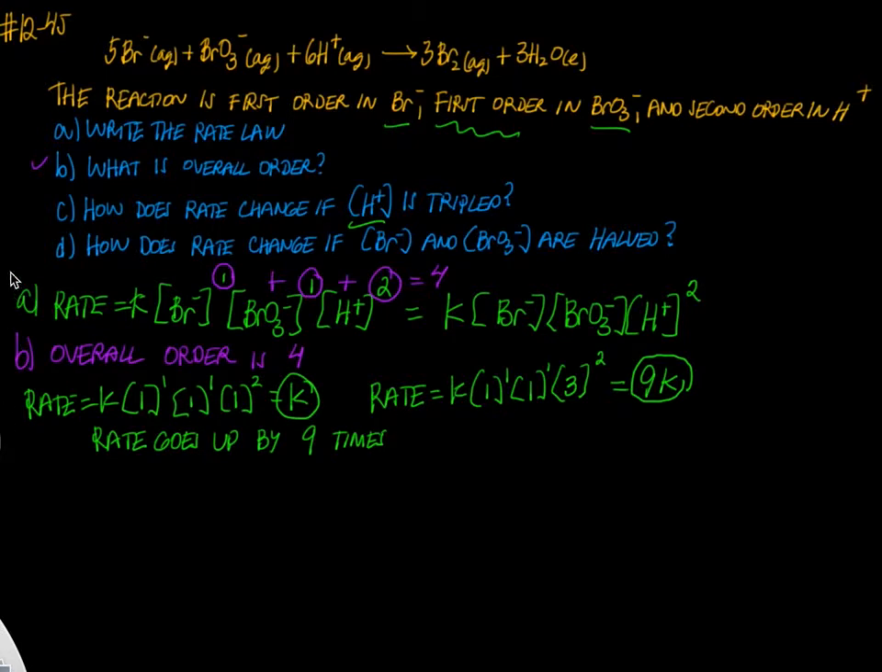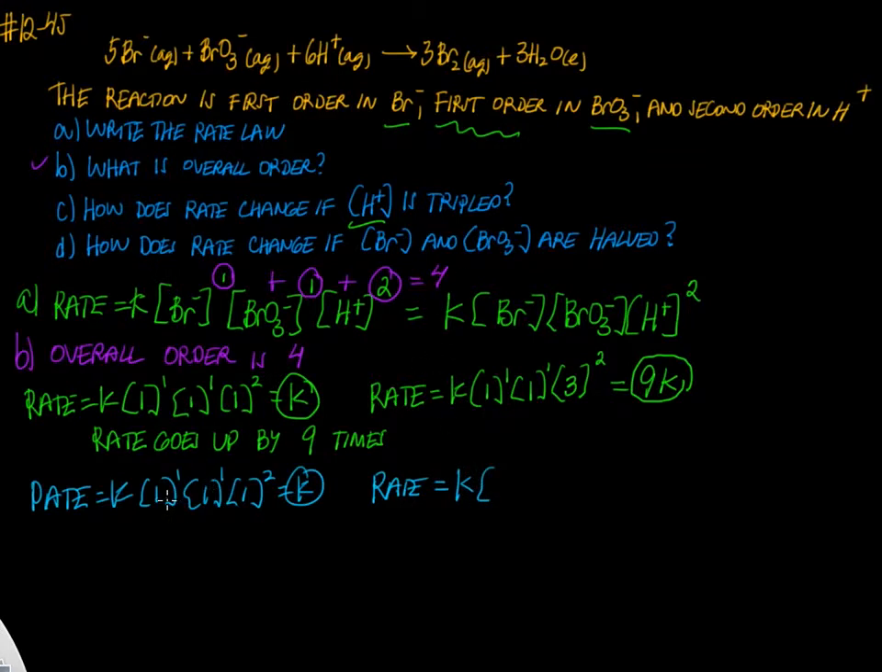All right, let's go ahead and work on part D. How does the rate change if Br minus and BrO3 minus are halved? So again, compare before and after. So we'll just take the before case again. It's just 1 to the first power, 1 to the first power, 1 squared, and that's equal to k as before. Now let's go ahead and alter those concentrations.